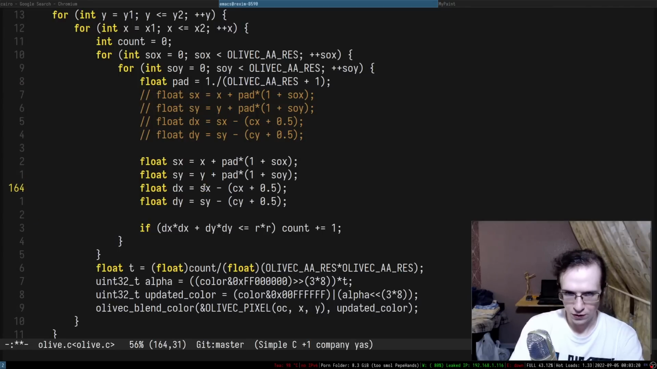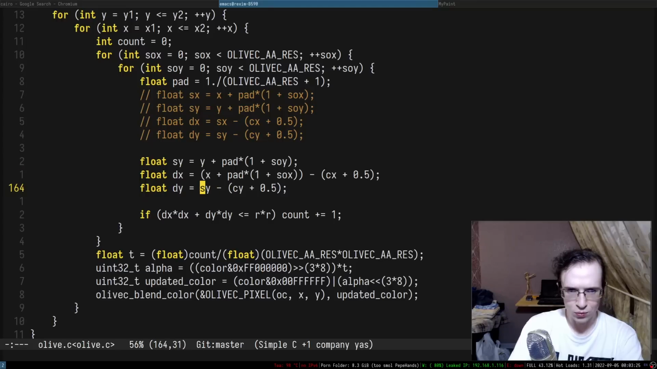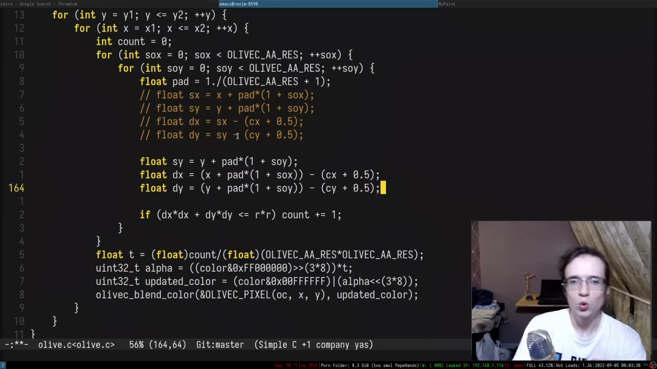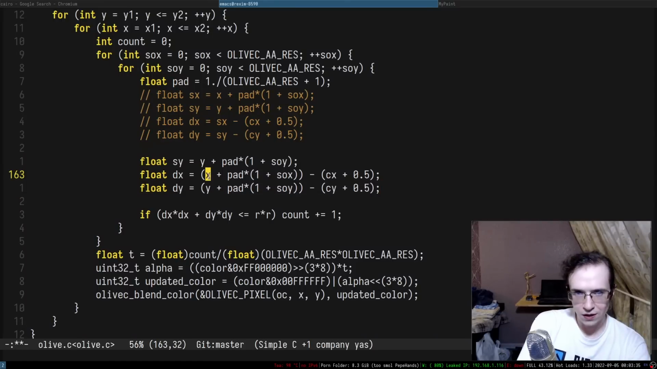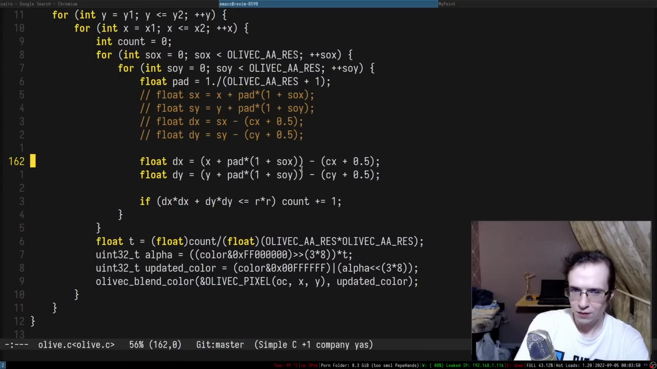sx and sy. Instead of sx, we're supposed to have this thing. So this is going to be sx. Boom. And instead of sy, we're going to have this thing. Cool. What's interesting is that x, y, sox, soy, sx, and sy all are integers. The only non-integer things are padding and 0.5. So can we somehow move those things away and group the integer parts together? You know what I mean?